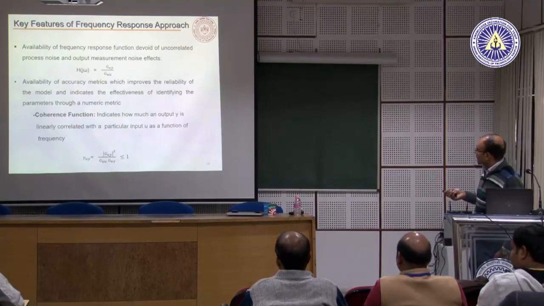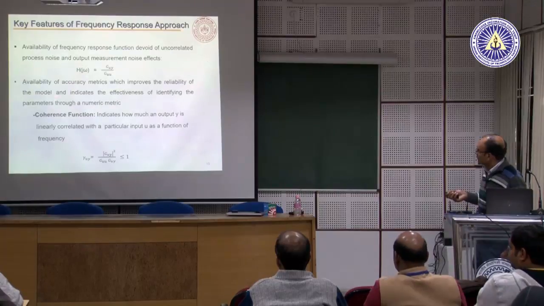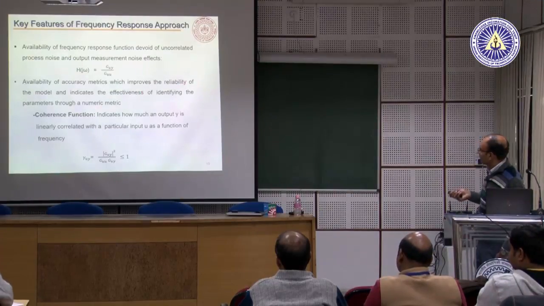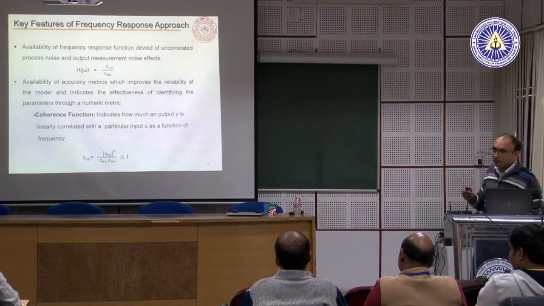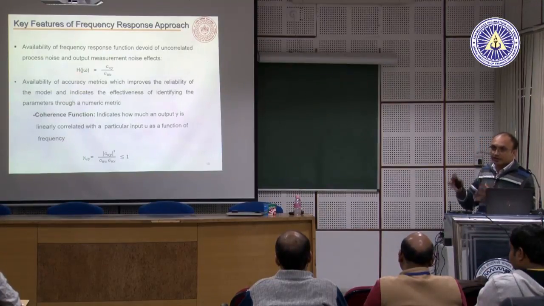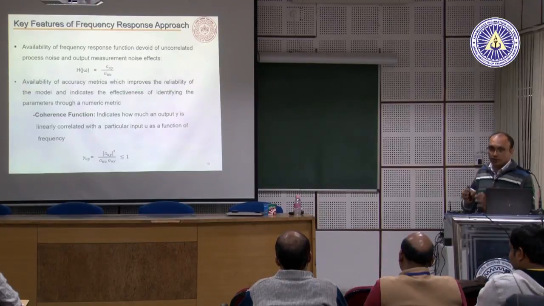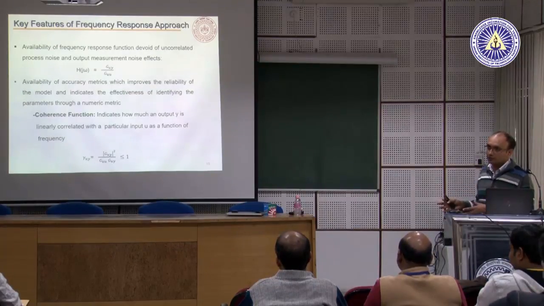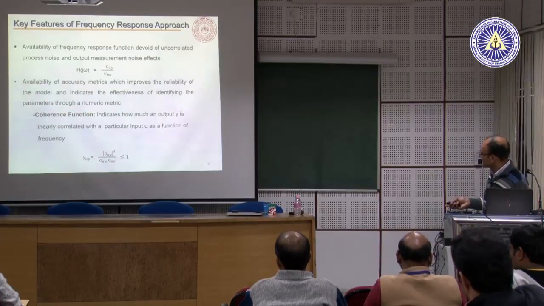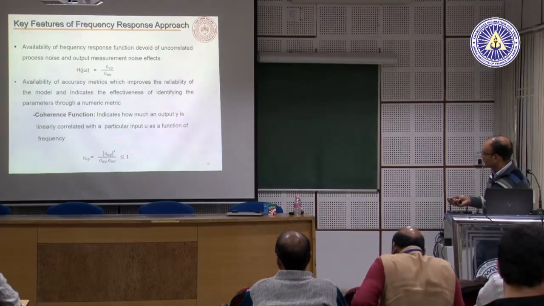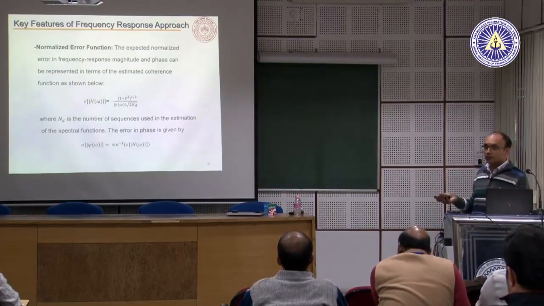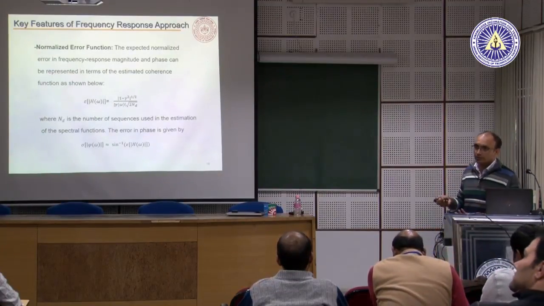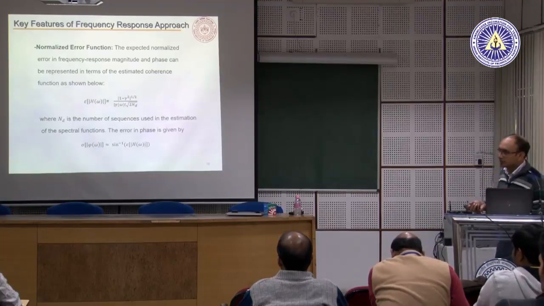So the availability of accuracy metrics, which improves the reliability of the model and indicates the effectiveness of identifying the parameters through a numeric metric, is basically this coherence function. Like we mentioned, there are numerical metrics which you can use to quantify how accurate your model identification is. So one parameter is this coherence function. This should always be less than or equal to 1. If it is higher than 1, then we cannot trust that data anymore, so we have to carry out something else.